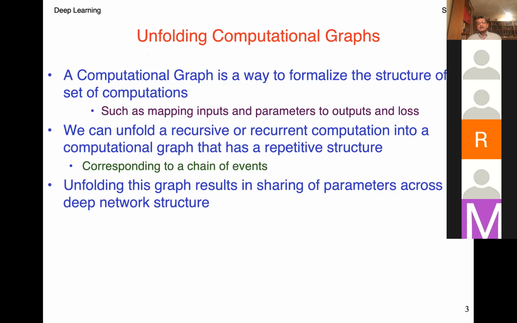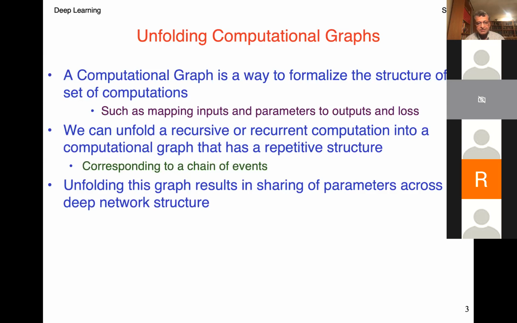All right, so again, reminding what a computational graph is, it's a way to formalize the structure of a set of computations. What are the computations that have to be done in sequence? And we encountered computational graphs when we studied optimization methods, such as backpropagation. And so these computational graphs formalize the structure of computation, such as mapping inputs and parameters to outputs and loss, right? Networks are used to not only compute outputs, but also to compute the loss function so that we can update the parameters. We can unfold a recursive or recurrent computation.